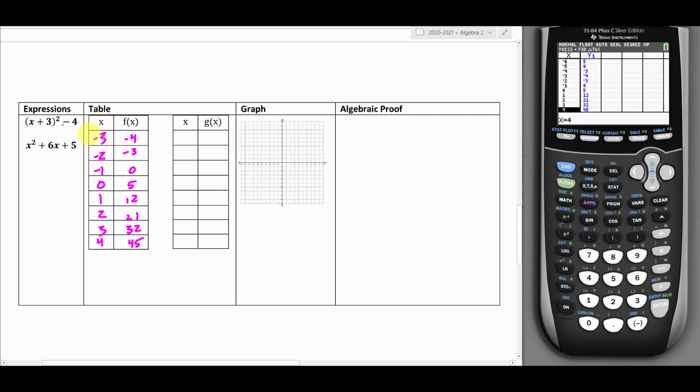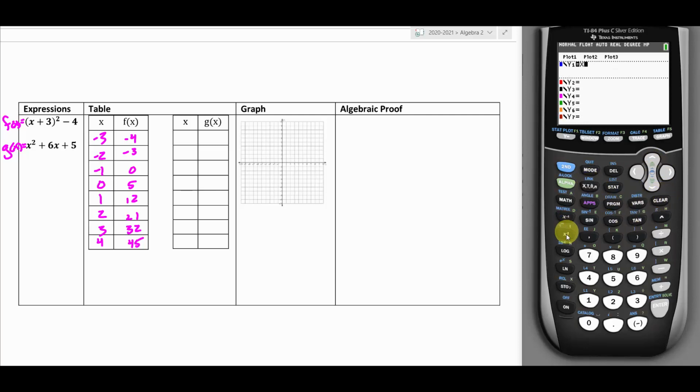Okay, so that is for this one, right? So if we were to call this one f of x, that's this table right here. So now this one we can call g of x, and we'll put that one into our y equals screen here. Okay, so I'm going to go down. Actually, you can just clear this one out. We'll write it right over the top here. So we've got x squared plus 6x plus 5. And we'll go right back to the table.